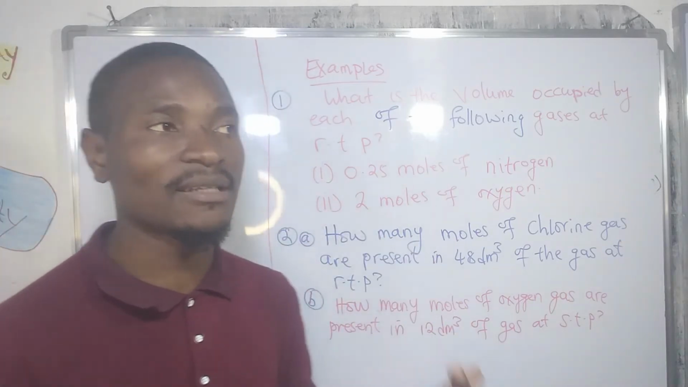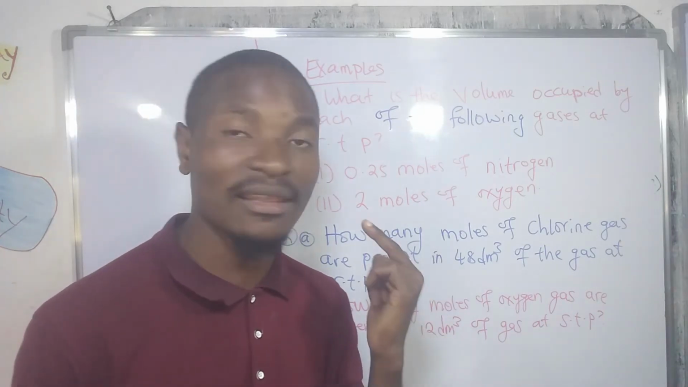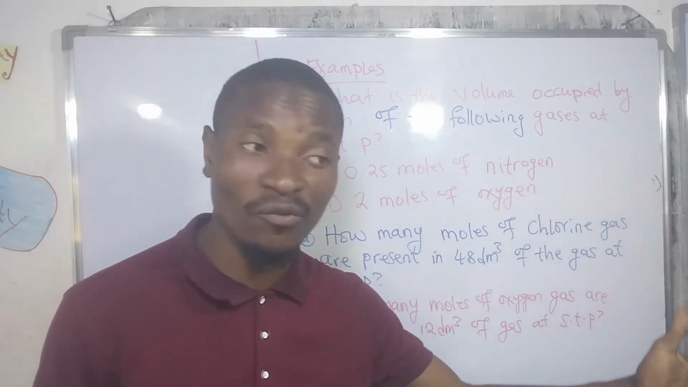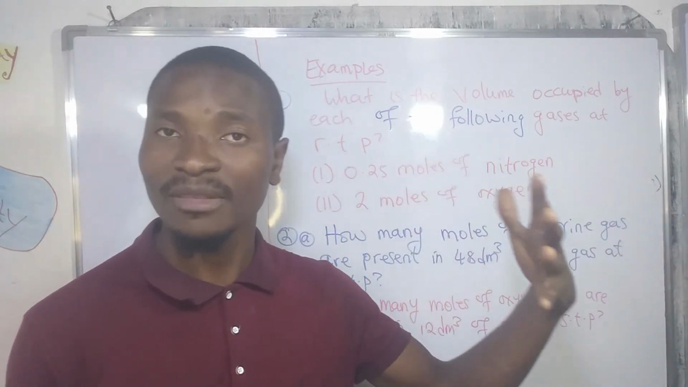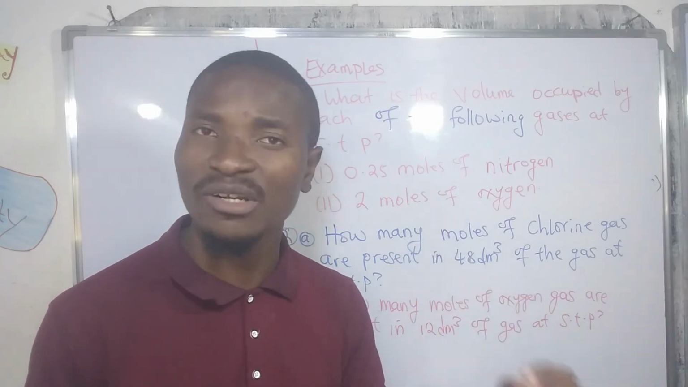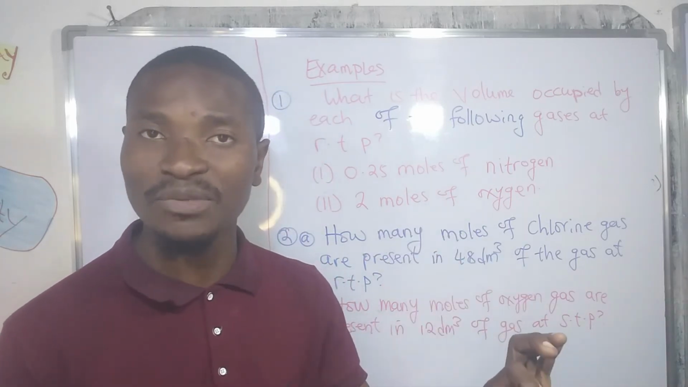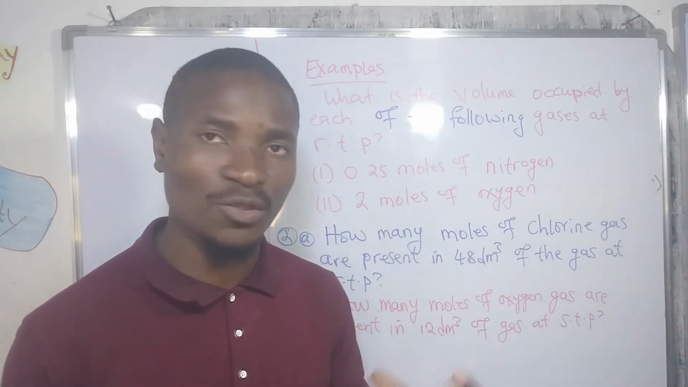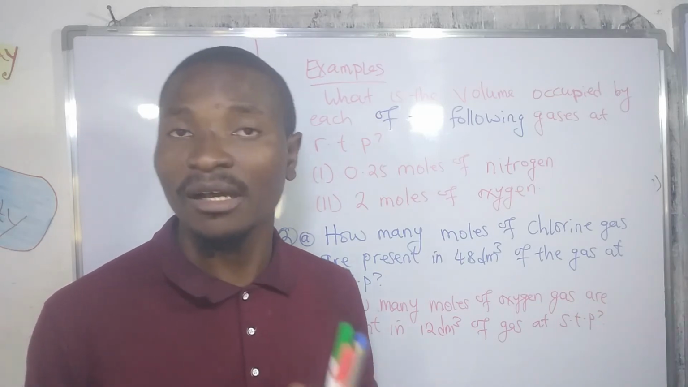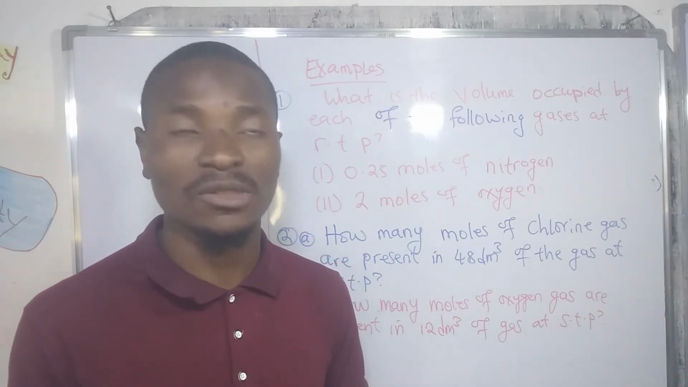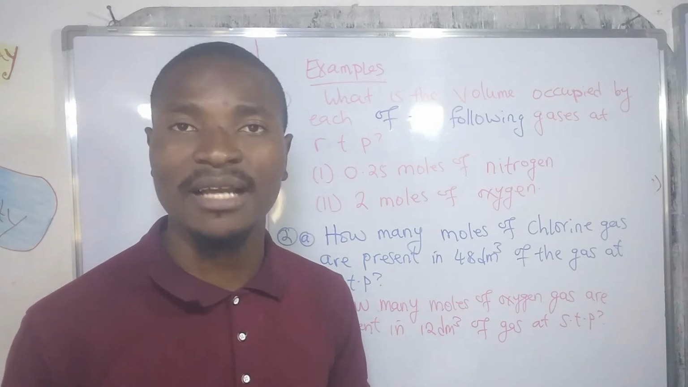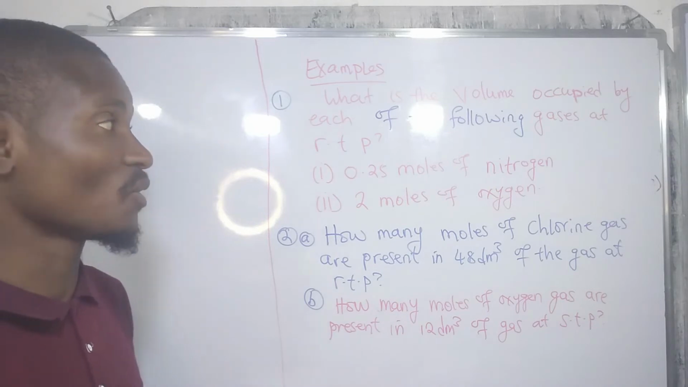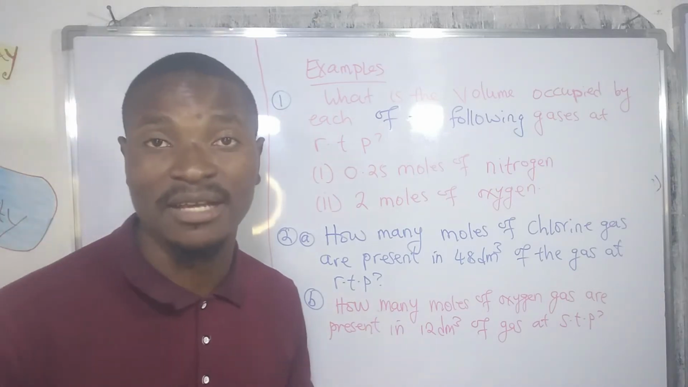So make sure we understand at what conditions the gases are occupying. Is it r.t.p? Then we think of the molar volume of the gas at r.t.p, which is just 24 decimeter cubic, or is it at s.t.p, which is just 22.4 cubic decimeter. Once we figure out that information from the questions, we will be able to answer the questions and provide accurate and correct answers. So let us now dive into the answers.